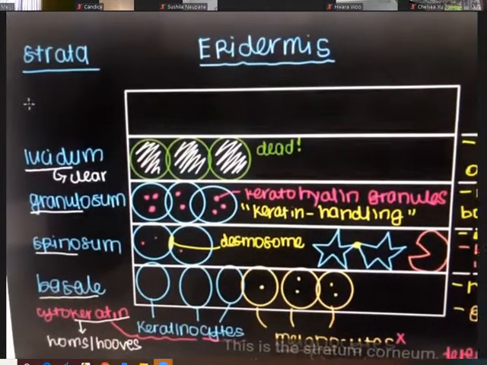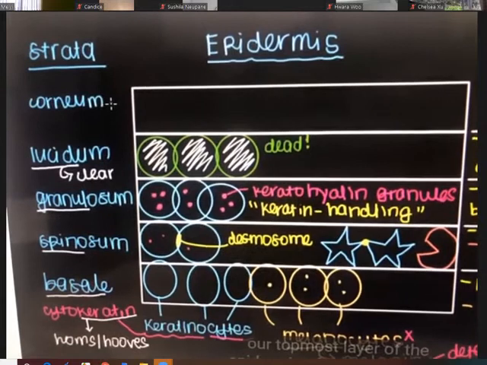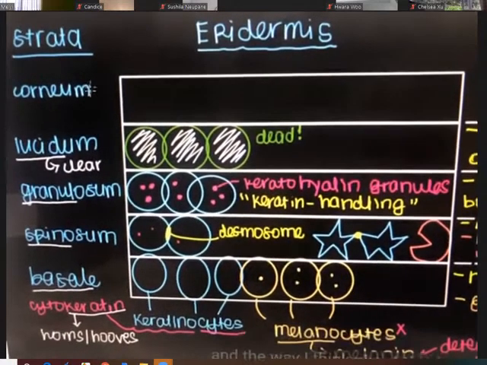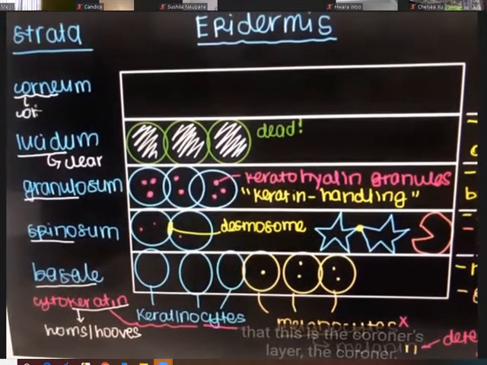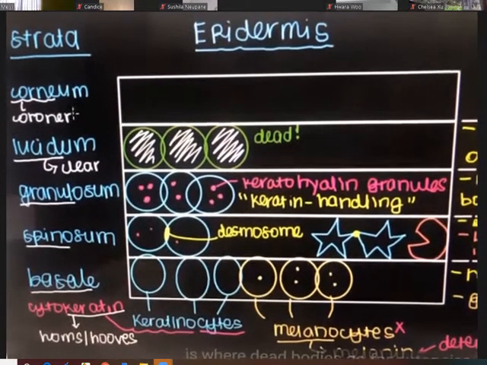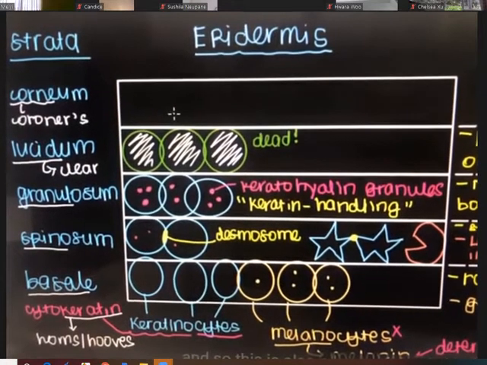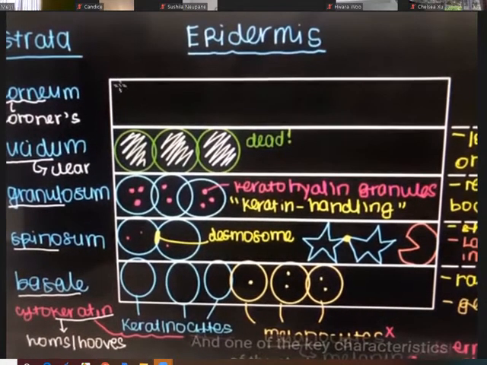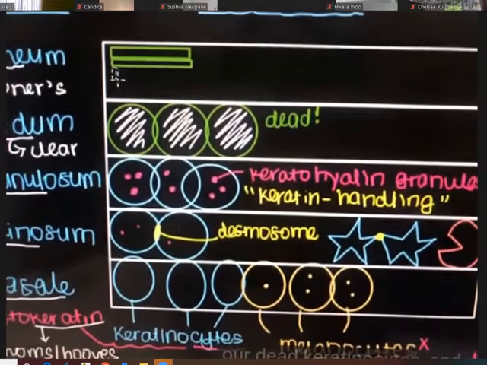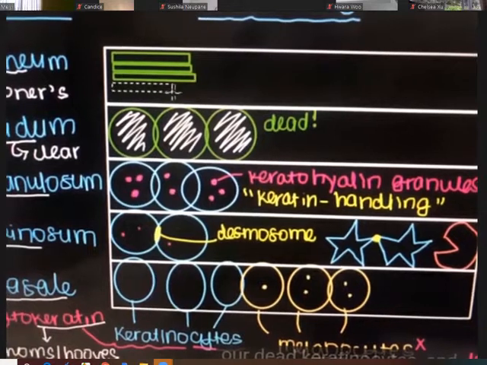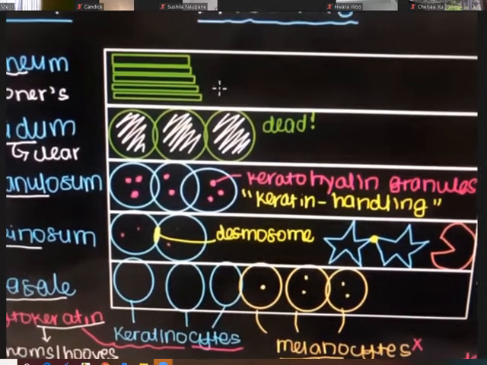This is the stratum corneum, our topmost layer of the epidermis of our skin entirely. And the way I think about this is that this is the coroner's layer, the coroner. And as you know, the coroner's office is where dead bodies go for autopsies. And so this is also a layer of dead skin. And one of the key characteristics of the stratum corneum is that we'll have stacked layers of our dead keratinocytes. And we can have up to 15 to 20 stacked layers of these flat, simple squamous epithelial cells.